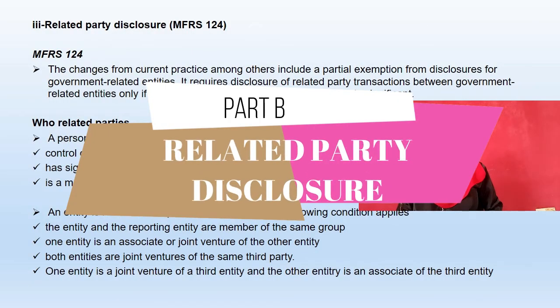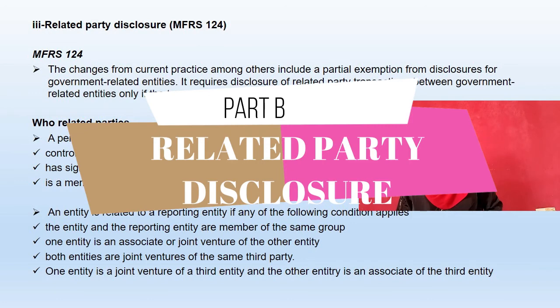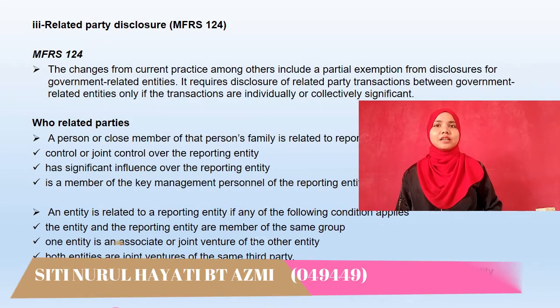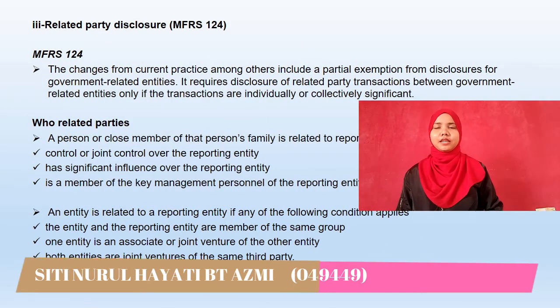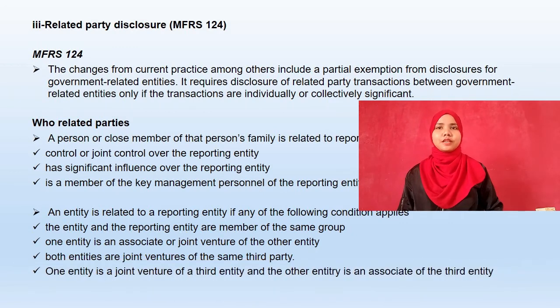According to MFRS 124, the amendments simplify the definition of related party, clarify its intent, and eliminate inconsistency from the definition. The change of current practice includes, among others, the partial exemption from disclosure for government-related entities. It requires disclosure of related party transactions between government-related entities only if the transactions are individually or collectively significant.